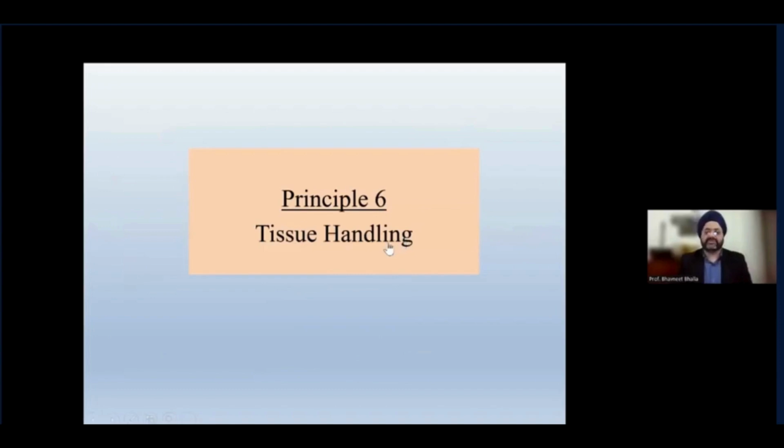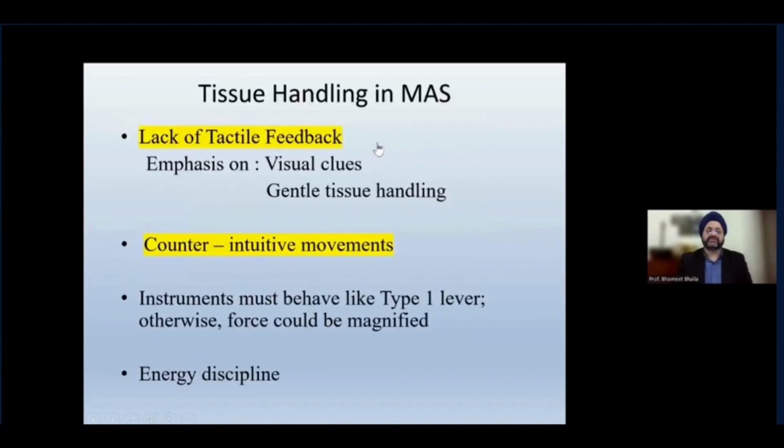Next important principle is tissue handling. I mentioned earlier, there is a lack of tactile feedback in minimal access surgery. Unlike in open surgery, where you can directly hold and feel the tissue, here you are going to operate with the help of these long instruments. And instruments do not have nerve endings. So there is a lack of tactile feedback when you are doing laparoscopic surgery.